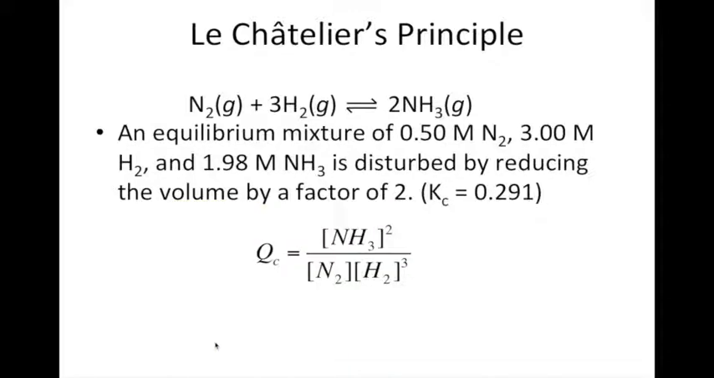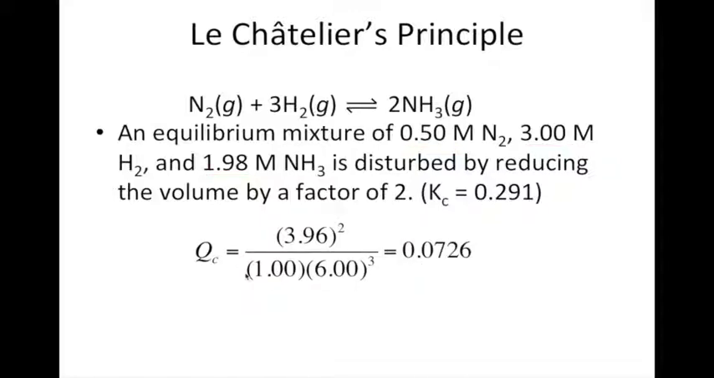So now we have our reaction. We've reduced the volume, we're no longer at equilibrium, and all of our equilibrium concentrations have doubled because of our change in volume. So we can plug those new concentrations in. This would be 1, this would be 6, and this would be 3.96, and I've plugged those into a Qc expression since we're no longer at equilibrium. And now we can calculate our Qc value.